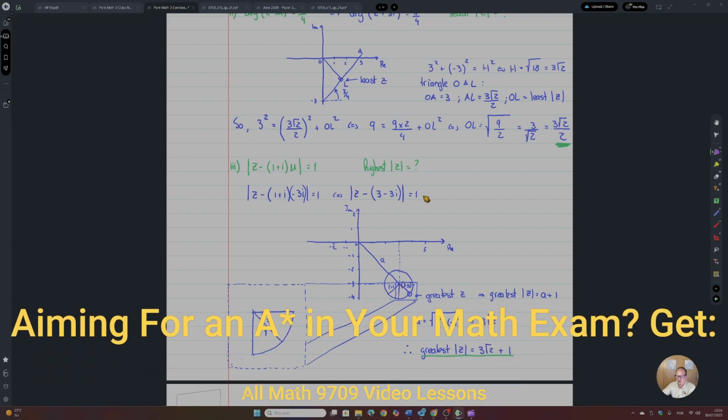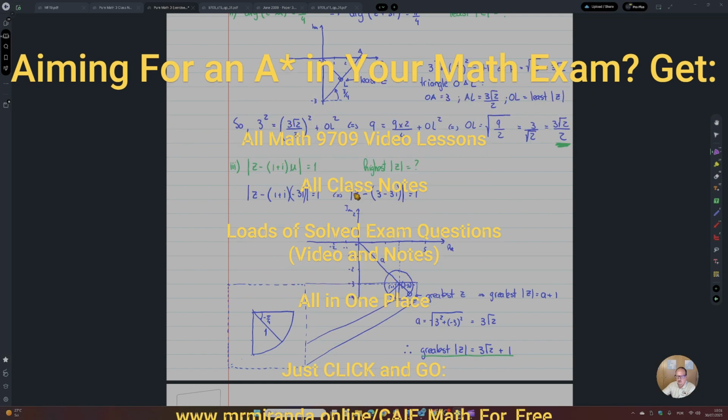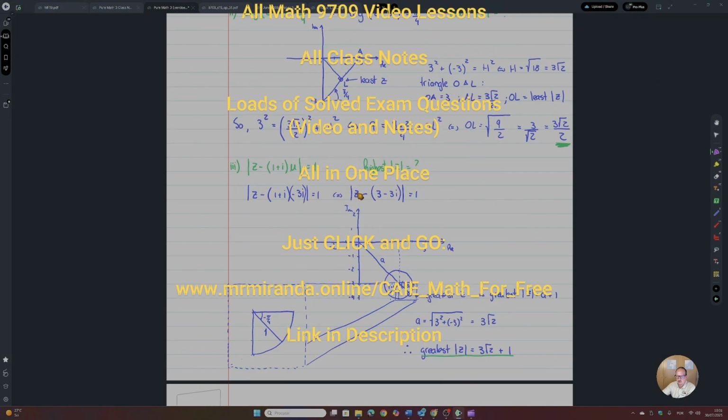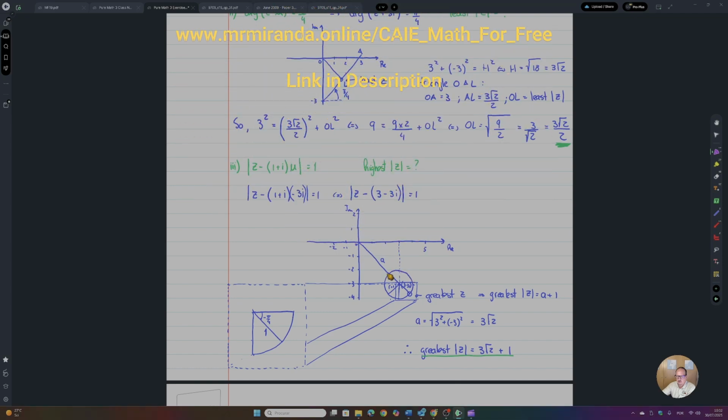And what does this mean? You should know this by now. The point z is on a circle with center 3 minus 3i and has radius 1. So here you have it. You want the highest possible modulus of z, again measured against the origin. So what is this? This point over here is the biggest it can get. And what is this length? It is going to be equal to this, which I called A, plus 1, right?